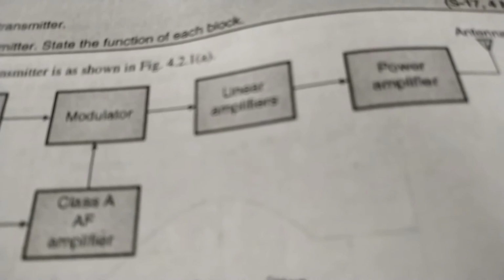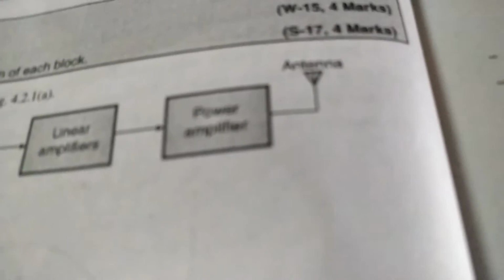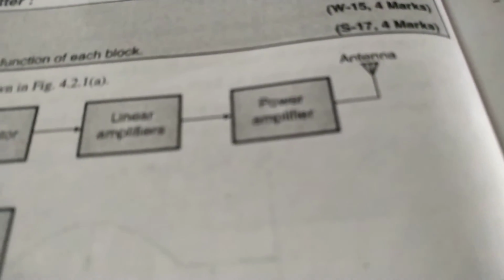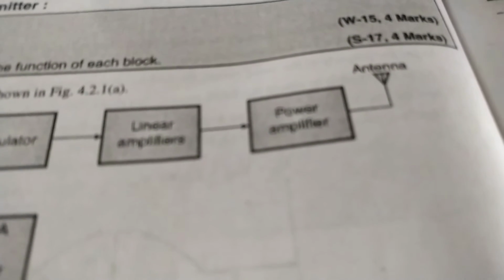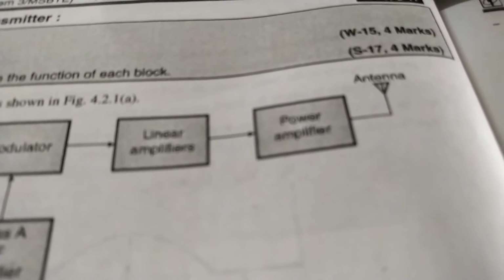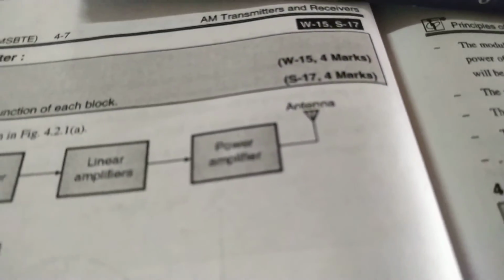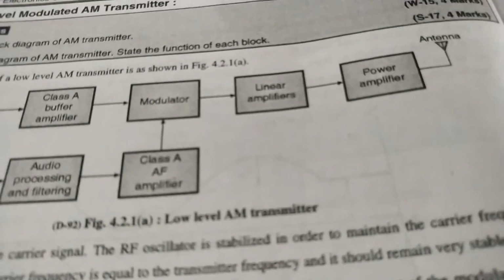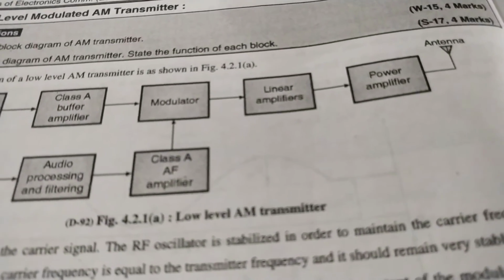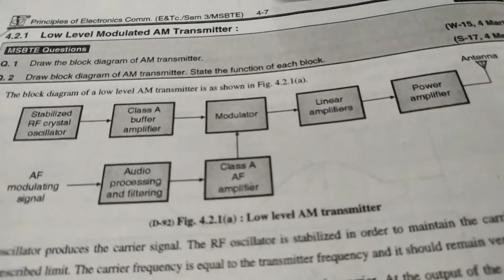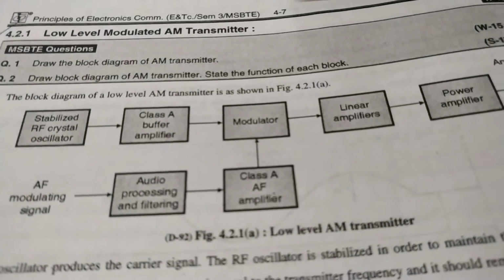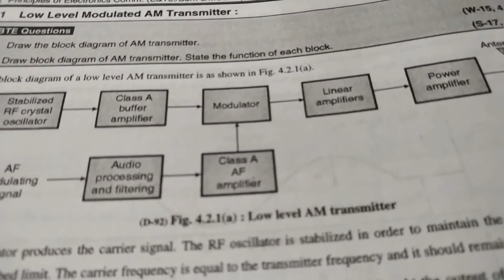Then the last block is called the power amplifier. The power amplifier is used to increase the strength of the weak signal, and then we transfer this signal to the transmitting antenna. Okay, so that is the low level modulated AM transmitter circuit.